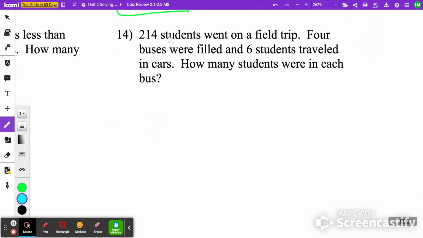214 students went on a field trip. So this is your total. 4 buses were filled and 6 students traveled in cars. How many students were in each bus? Well, we know that 4 buses went, but we don't know how many students were on each bus. And we do know that 6 individual students traveled in the cars, and that is a total of 214.